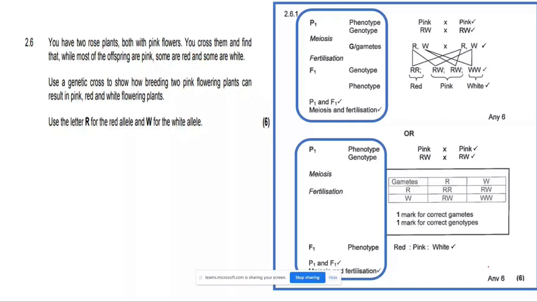So can you see, by just understanding your basic terminology, what dominant is, what heterozygous means, and reading your information, you can score easy marks. And in every exam, there will be a genetic cross. But your genetic cross could either be complete dominance, or incomplete dominance, or codominance.